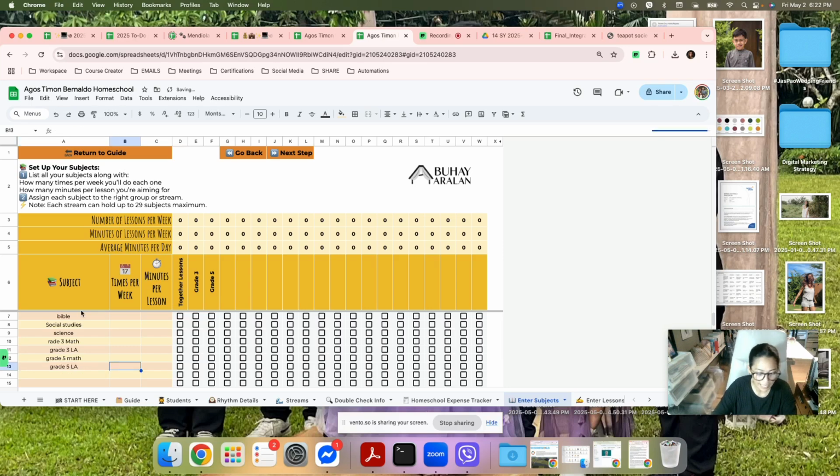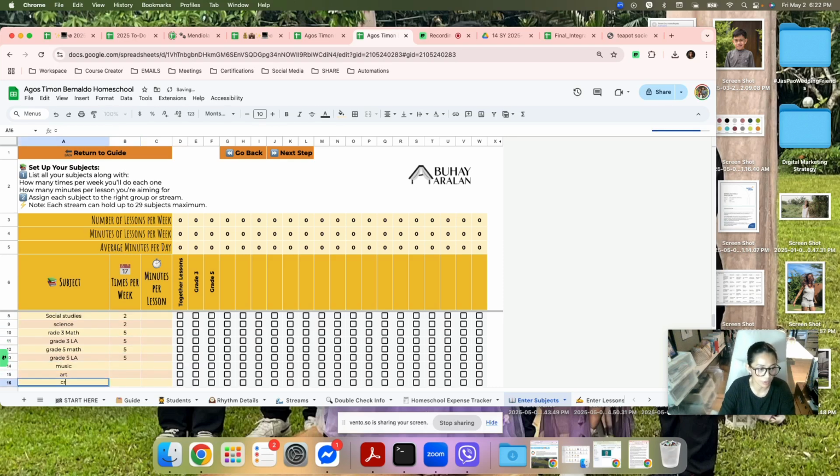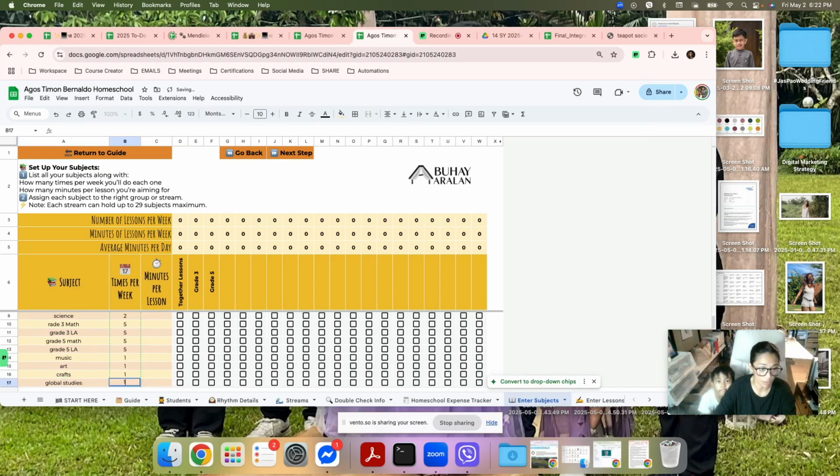Every day, so mga 5 days naman. Itong mga to, these are my dailies. And then science, I do it twice a week. Social studies, twice a week. Bible is also every day. And then we do music, art, and crafts once a week. What else? We will tackle our global studies once a week.